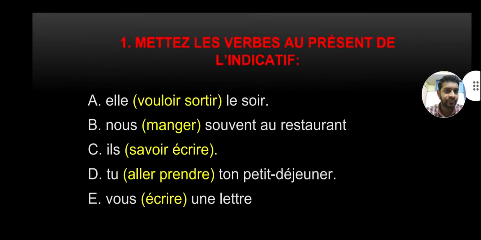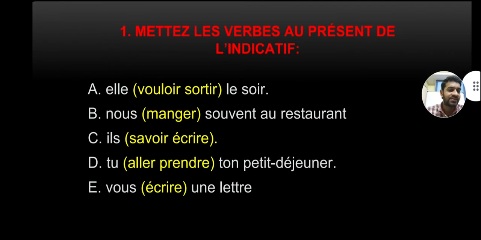So, here is the first exercise. Mettez les verbes au présent de l'indicatif. So, you've got to put the verbs in the present. You can see the sentences, you've got 5 sentences, and in brackets, in 3 sentences we've got 2 verbs, and for the second and last sentence we just have 1 verb. So when you have 1 verb, you don't have any problem, you'll just be conjugating for the nous form.